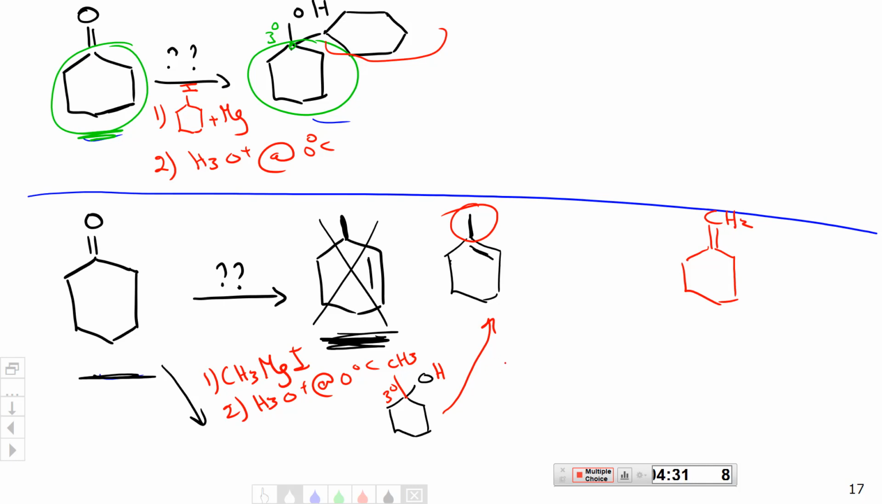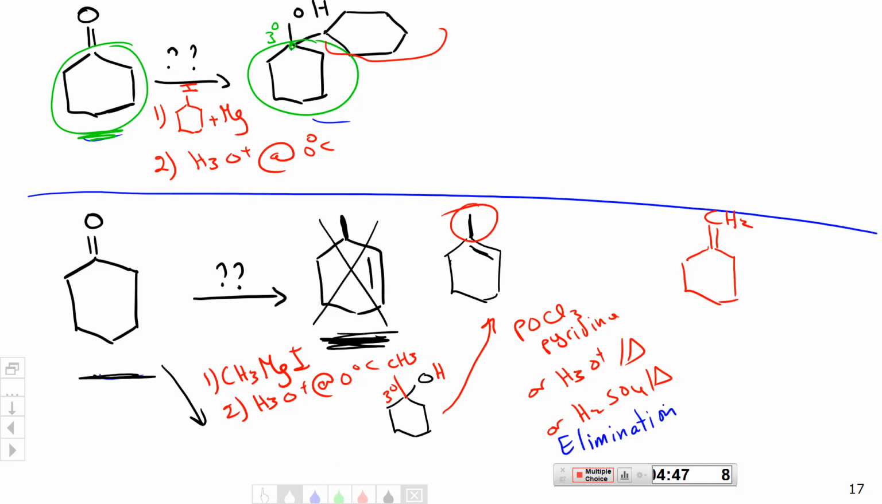So adding POCl3 pyridine, or H3O plus heat, or sometimes H2SO4 heat, it's all the same. It's an elimination reaction in which the OH and an H from a neighboring carbon are removed. So this is a neighboring carbon, this is a neighboring carbon, and this is a neighboring carbon.